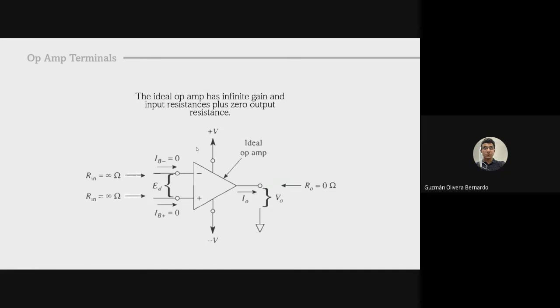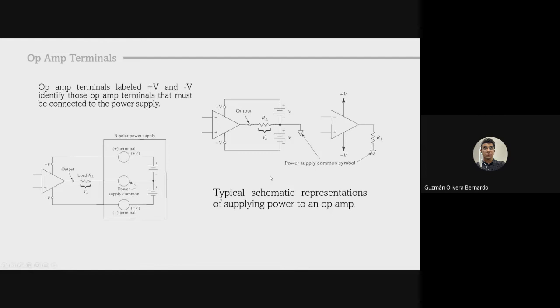The ideal operational amplifier has infinite gain and input resistance, but zero output resistance. We can see the equation here.